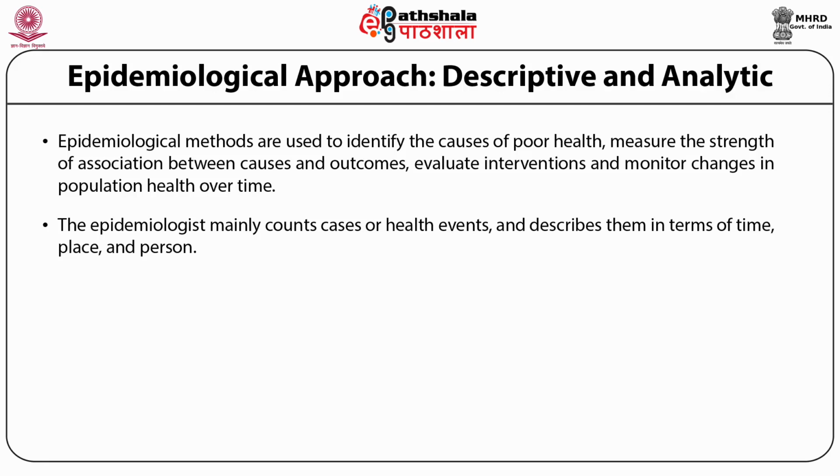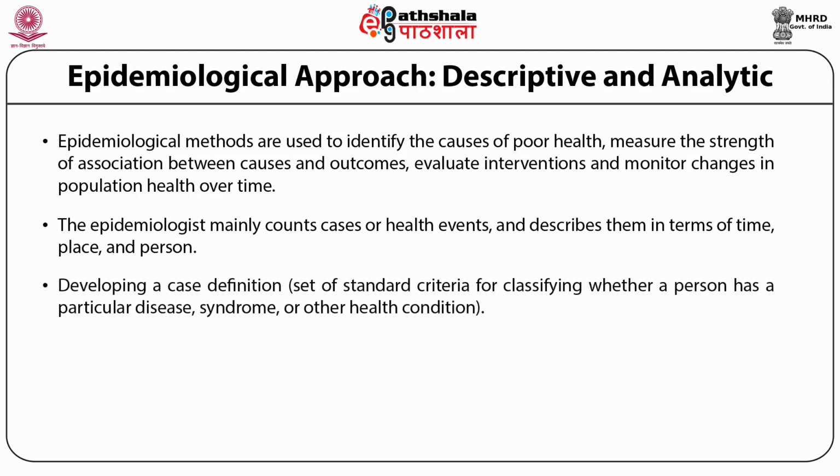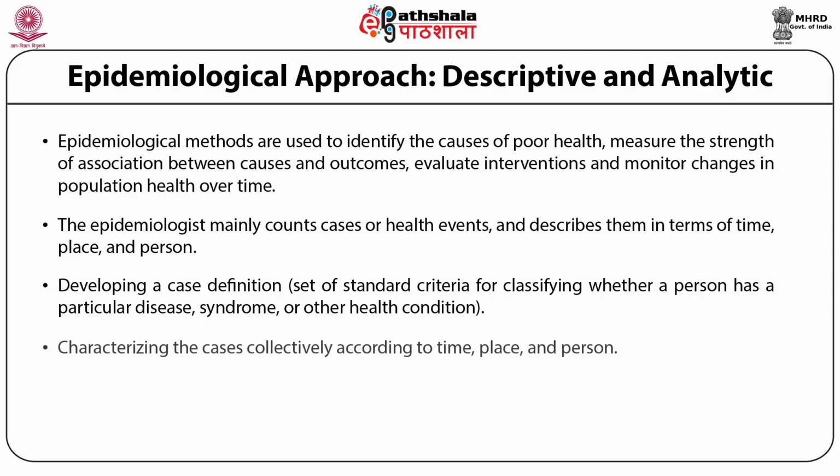Before counting cases, however, the epidemiologist must decide what a case is. This is done by developing a case definition, that is, setting standard criteria for classifying whether a person has a particular disease, syndrome, or other health condition. Using this case definition, the epidemiologist finds and collects information about the patients. The epidemiologist then performs descriptive epidemiology by characterizing the cases collectively according to time, place, and person.